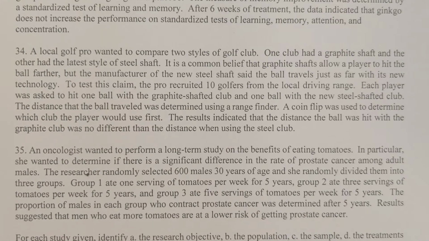Part D, the treatments that were given. Okay, so the treatments would be the two styles of club that each one hit. Okay, so I'd say hit one ball with the graphite shafted club and one ball with the new steel shafted club. Okay, so sometimes when you hear the word treatments, it's like something you got to put in your mouth or something like that. No. So here would be the two styles of golf club that the individuals are using.